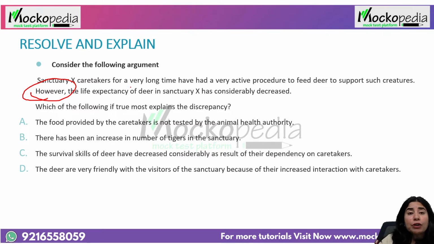So we have to look for an answer choice which helps us understand why this contradiction is appearing in the argument. Let's take a look at the answer choices. The food provided by caretakers is not tested by Animal Health Authority. So this is irrelevant. There has been an increase in the number of tigers in the century. Again, this is out of scope. The survival skills of deer have decreased considerably as a result of their dependency on caretakers. This can be a possible reason.